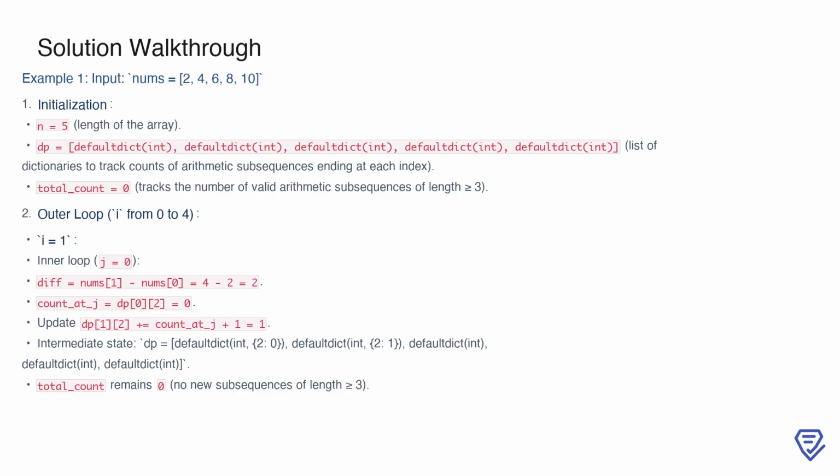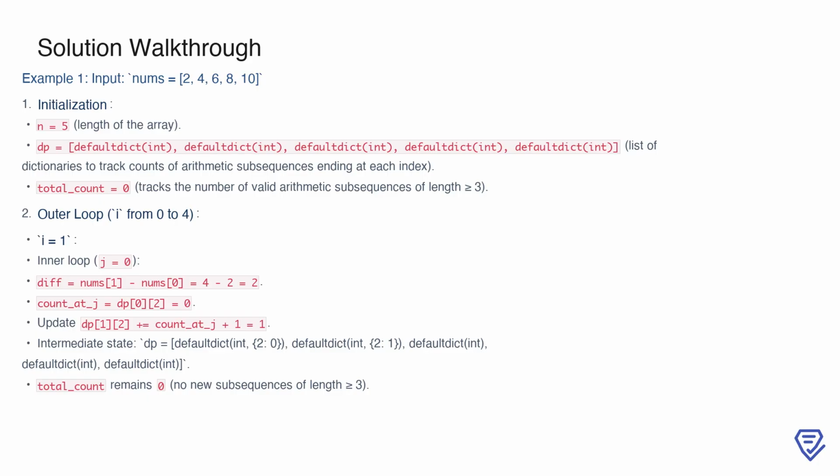Now, we iterate through the array with an outer loop over i, where i represents the ending index of a subsequence. For i equals 1, we evaluate all previous indices j. At j equals 0, we calculate the difference diff between nums[1] and nums[0], which is 2. Since no subsequences with this difference exist ending at index 0, count_at_j is 0. We then update dp[1][2] to include this new subsequence and increment its value by 1. At this point, there are no valid subsequences of length 3, so total_count remains 0.